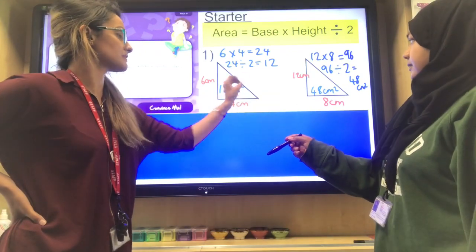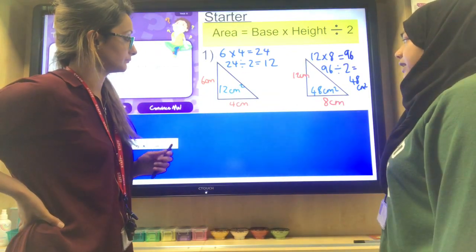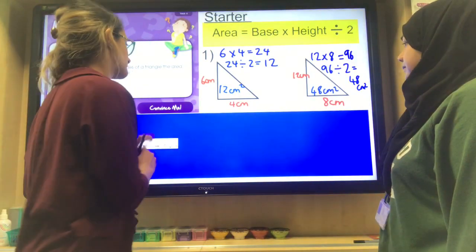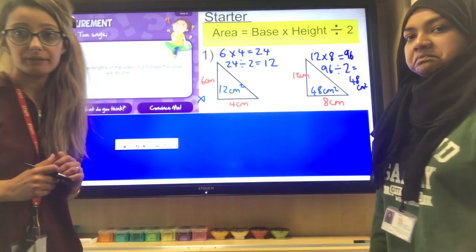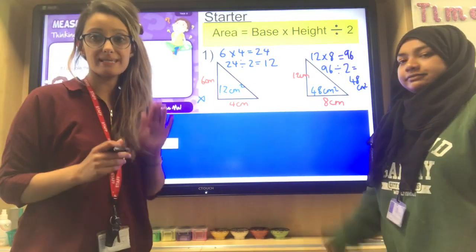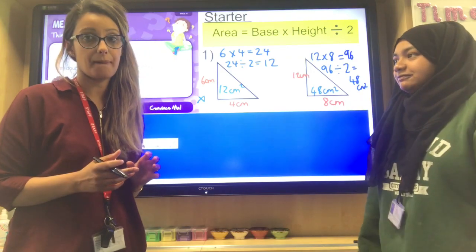Now he's saying if I double the lengths, the area will be double. Is 48, Miss Mia, double 12? No, because double 12 would be 24. Okay, so in this instance, it doesn't work. But actually, one example isn't enough to convince anybody, especially in maths.